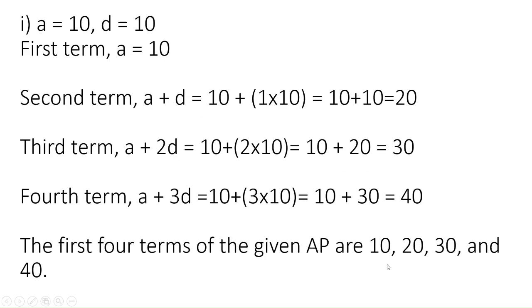So what is given here? The first term A is given, that is 10, and the common difference D is given, that is also 10. So obviously the first term A is 10.